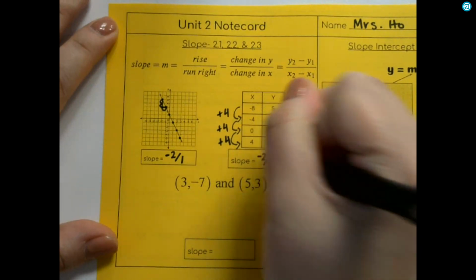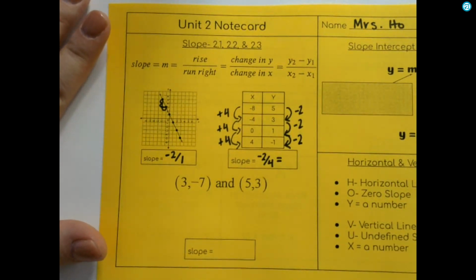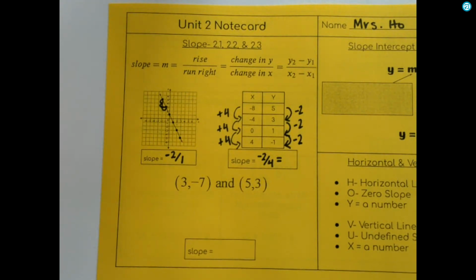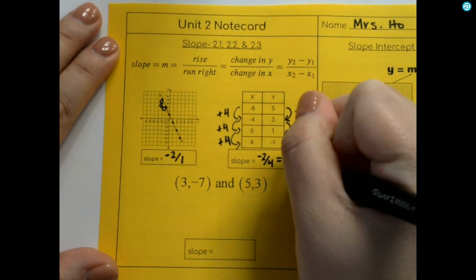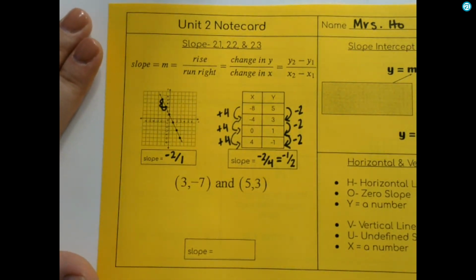What can we do with that fraction? Reduce it. 2/4 is the same as 1/2. So we can divide by 2 on top, get negative 1. Divide by 4 on bottom, get 2. So negative 2/4 is the same as negative 1/2. If a fraction can be reduced, you need to reduce it in order to get full credit.